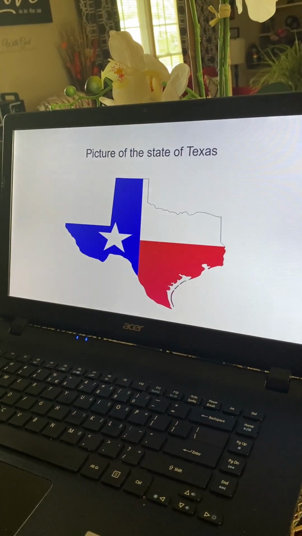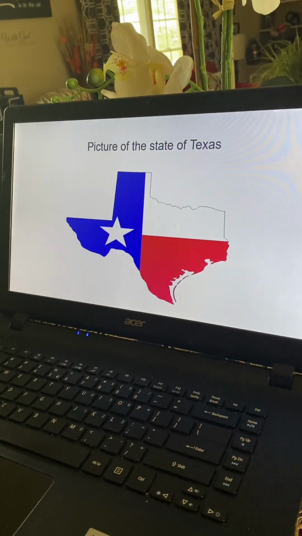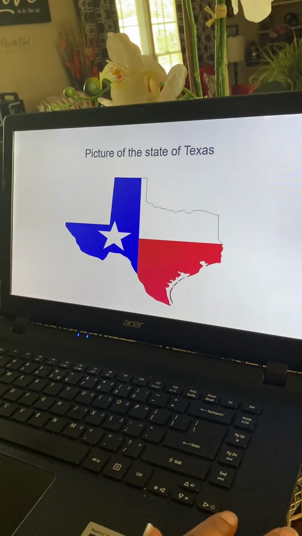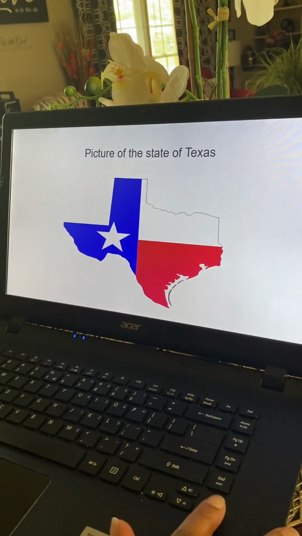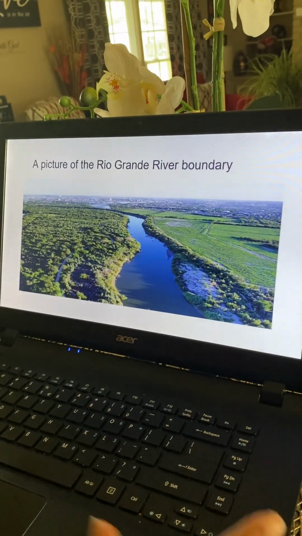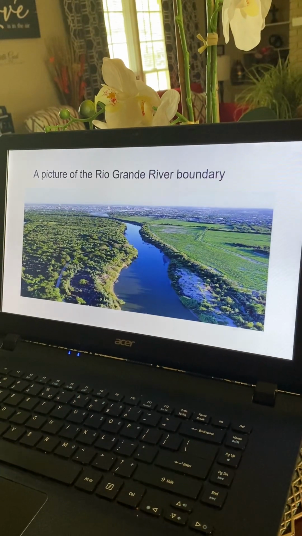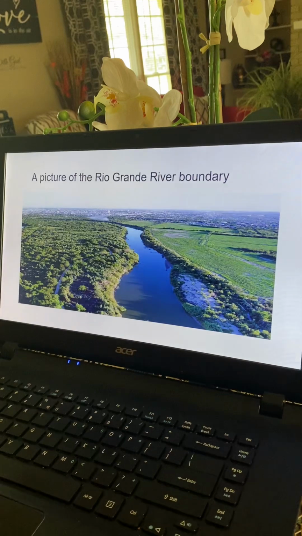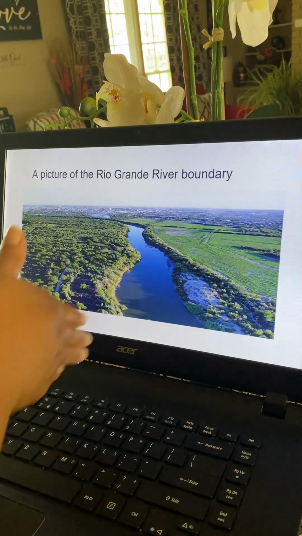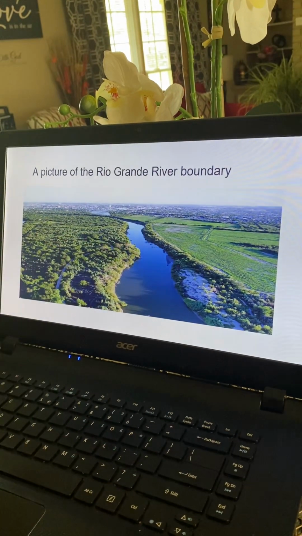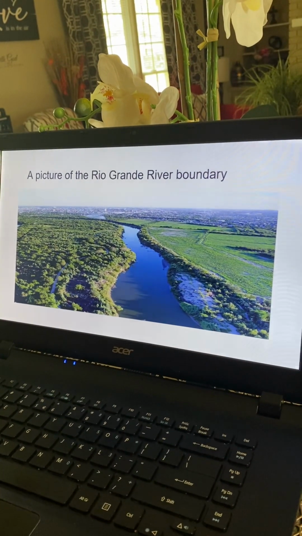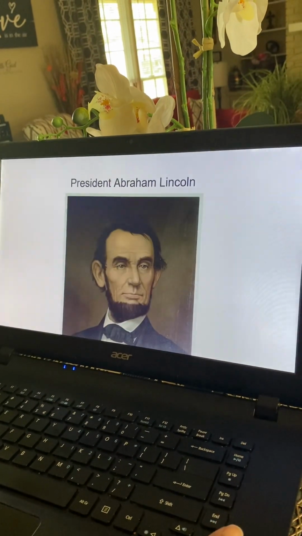This is a picture of the big state of Texas, which we are talking about. The red and blue state, Texas. A lot of oil comes from Texas. This is a picture that's real pretty. I like the Rio Grande River boundary. It's real pretty. It shows you the areas around the Rio Grande River boundary. Okay.